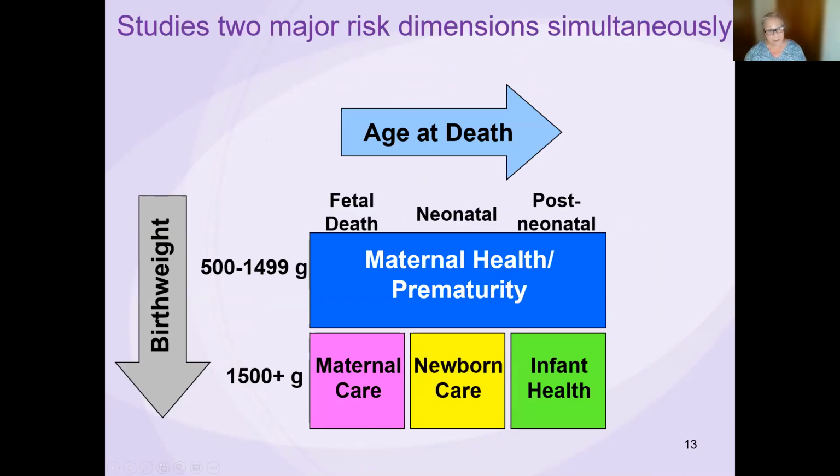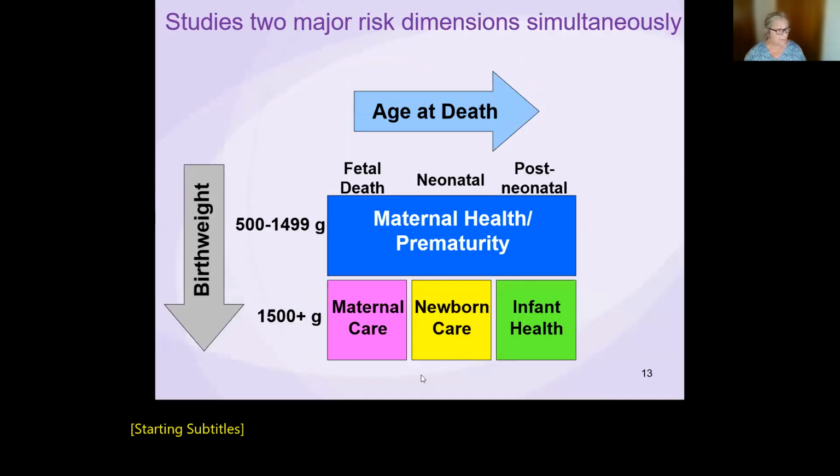Another important thing about PPOR is that it studies 2 major risk dimensions, things we already know are predicting risk. It studies them at the same time, birth weight and age at death at the same time. So that's a helpful innovation.